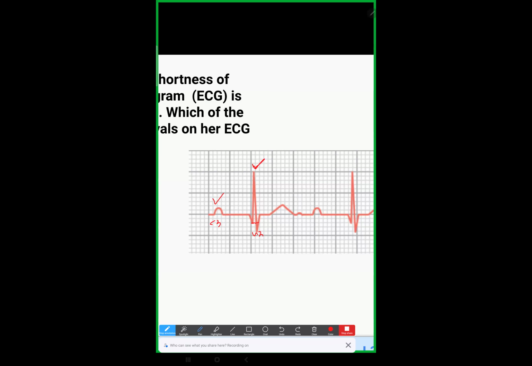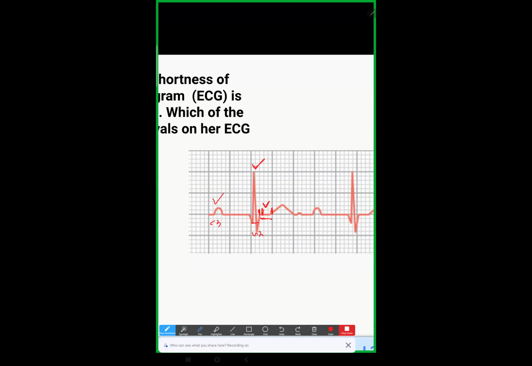Now, when we look at the ST segment, it's from here all the way to here, and it should be between 2 to 3 small boxes. Here you can see it's around 3 small boxes, so it's okay.